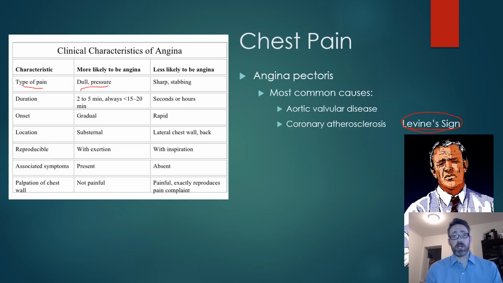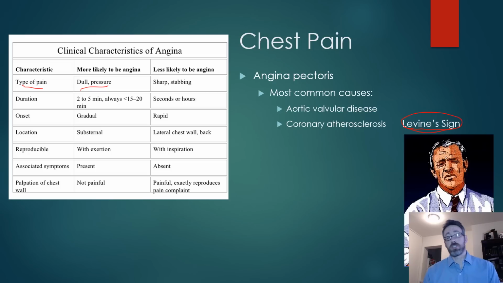The onset, is it gradual versus rapid? Gradual is more anginal than rapid. The location is substernal, as I mentioned. But if they're pointing to the lateral chest wall or their back, it might be something else. Is it reproducible? For example, do they get it when they exert themselves, or is it when they breathe in that they have that sensation?